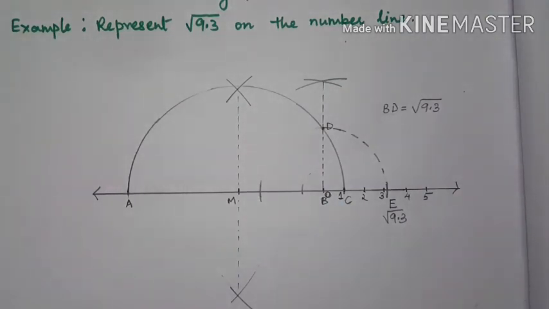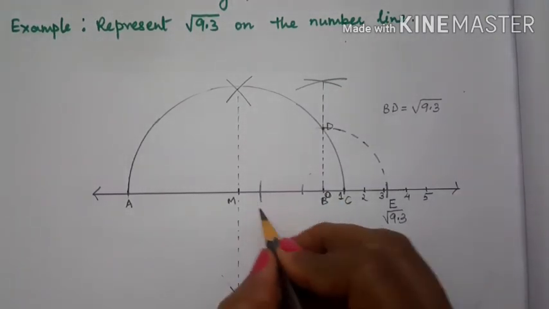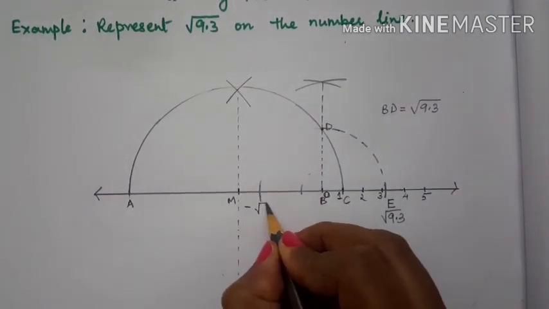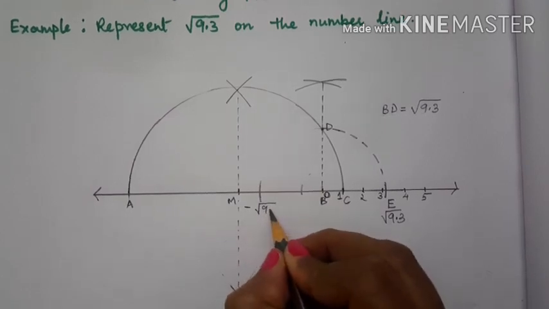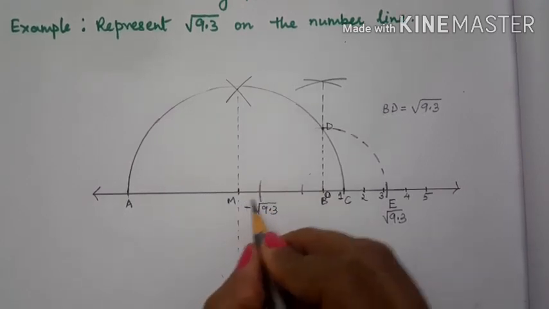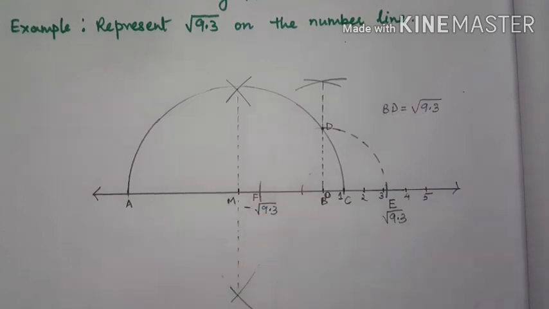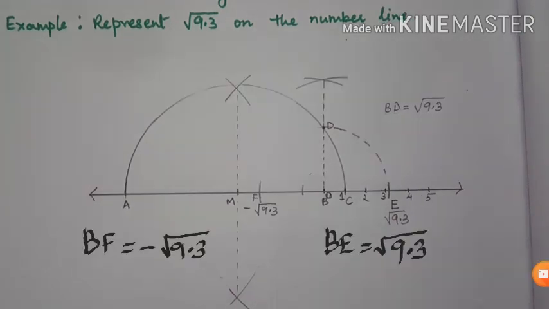If you want to show the negative number root 9.3, then you have to keep the compass at B and mark on the left side of the number line. So BF denotes minus root 9.3.